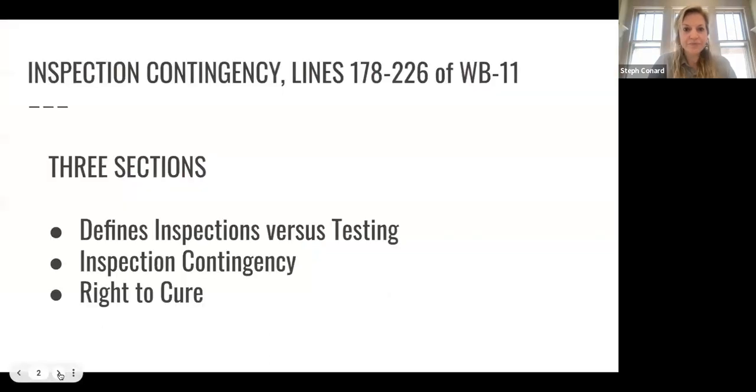So the home inspection contingency is divided into 3 sections. The first section defines inspections, and then there are other additional provisions laid out for buyers and sellers. The second section is the contingency language itself. And then the third section is the right to cure and how the inspection contingency plays out if a notice of defects is served. And we'll go over all of this in detail.